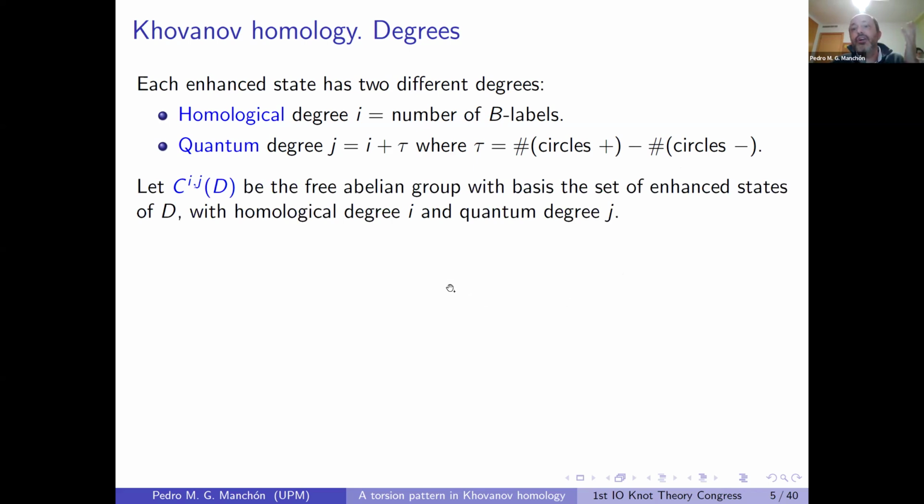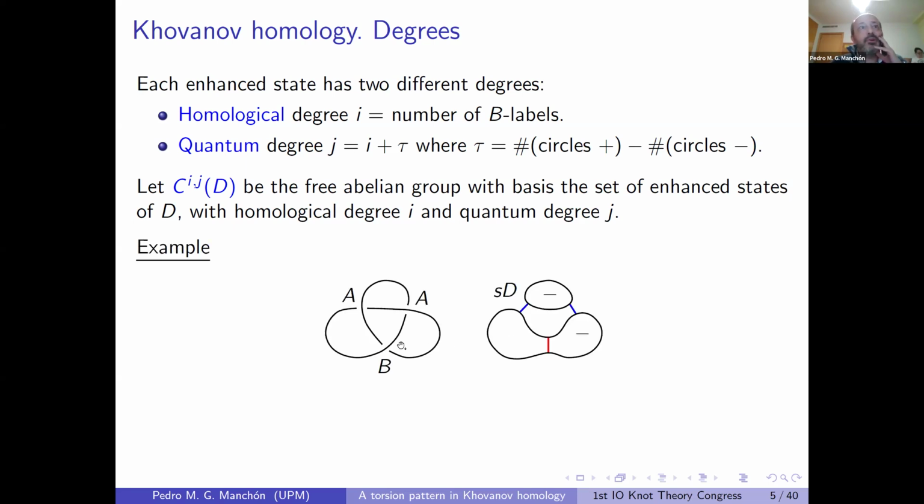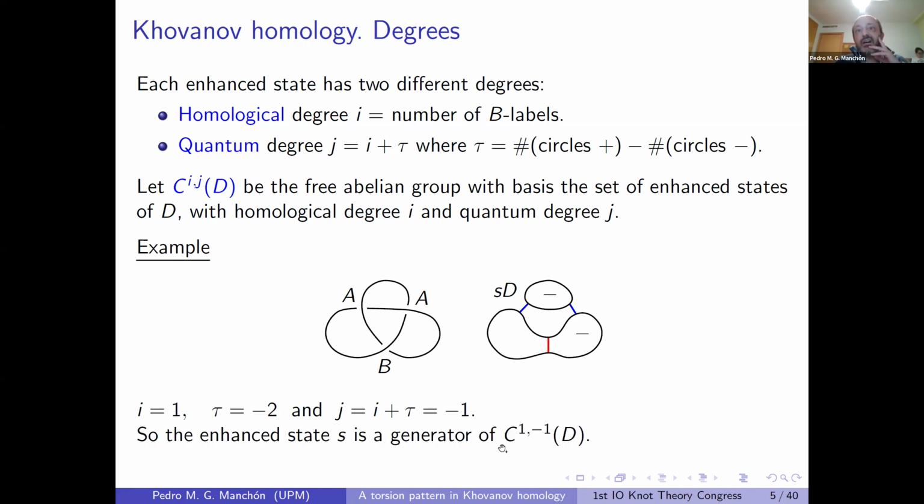We are going to define a chain complex, so the modules are C^{i,j}(D). This will be the free abelian group with basis the set of enhanced states of D with homological degree I and quantum degree J. Let's see an example. Here we have a state with one B label, so I is equal to 1. This is the result of the smoothing, and we have assigned minus to both circles. So tau would be -2, and then J, which is the sum of I and tau, is equal to -1. So in this case, this enhanced state is a generator of C^{1,-1}(D), right?